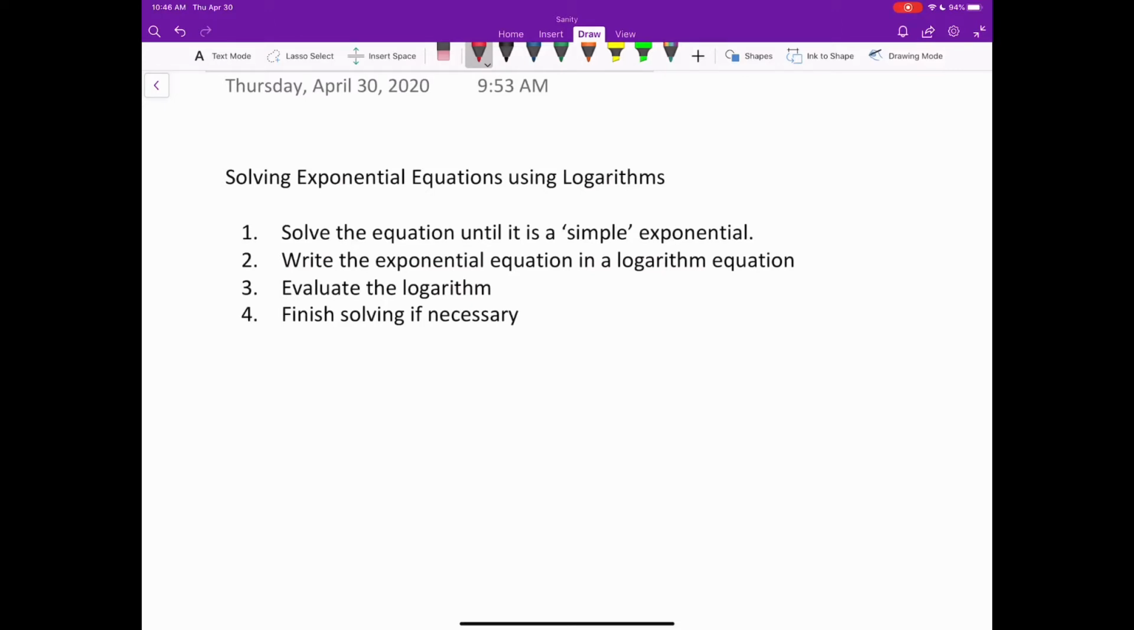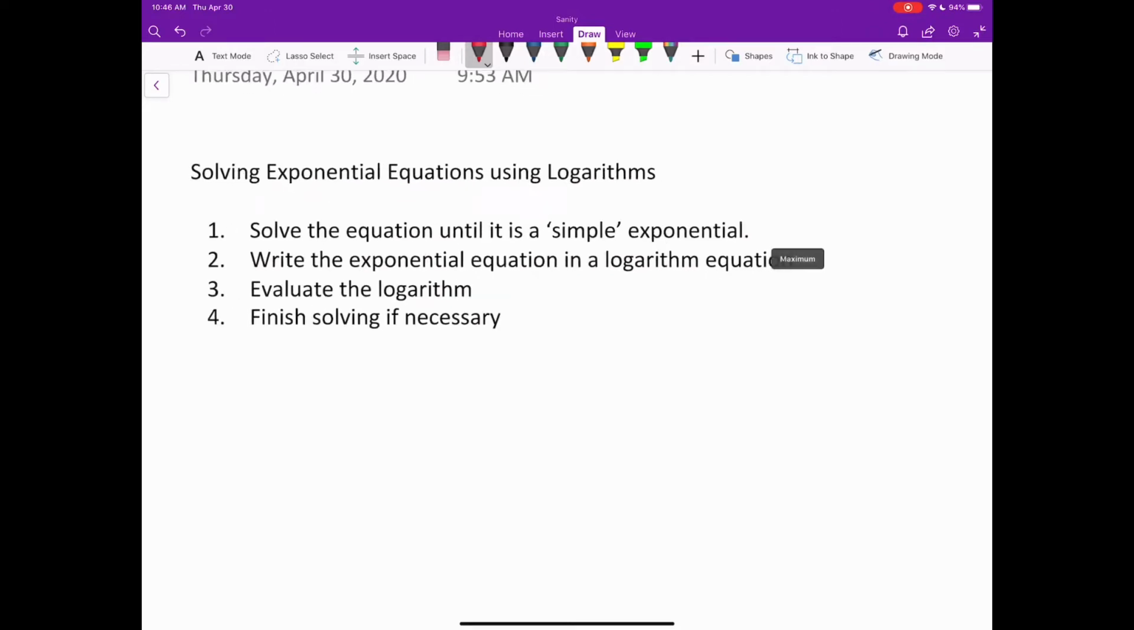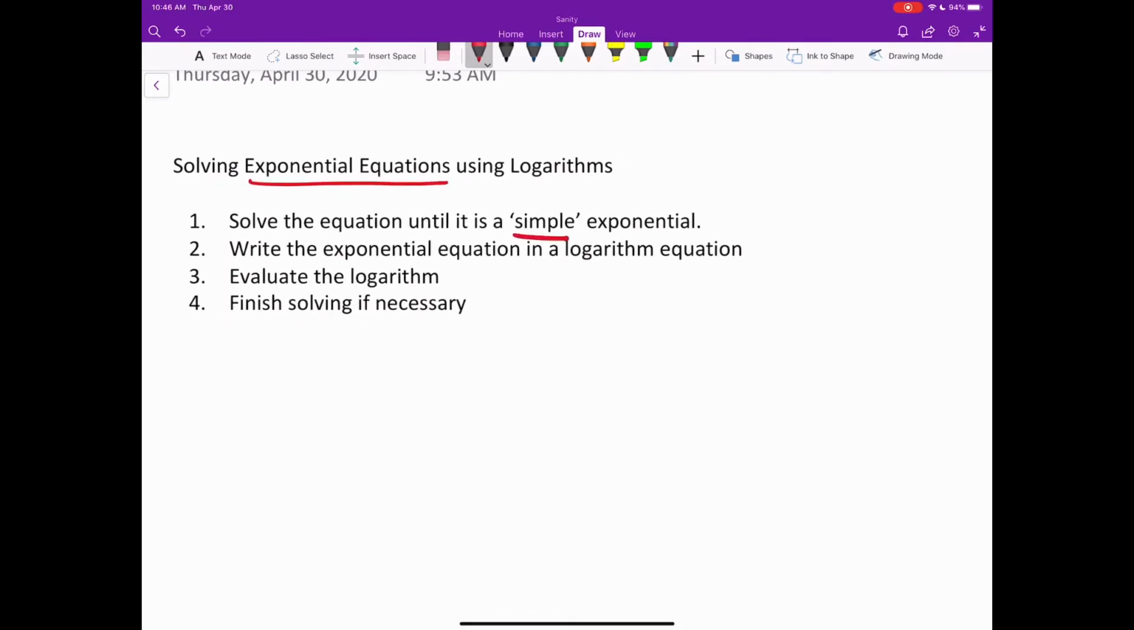First, you're going to solve the equation. So I'm going to give you an exponential equation, and I'm going to have you solve the equation and turn it into a very simple exponential. When I say simple or basic, I'm talking about the form a to the power b equals c. I'm not multiplying by 4 on the outside, and I'm not adding 2 at the end or anything. It's just a base, raised to a power, equal to some number. That's what I'm going to be calling simple. So our goal is to get there.